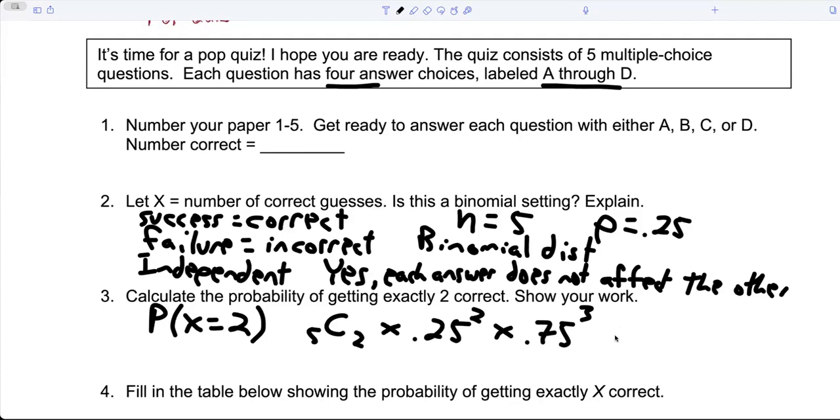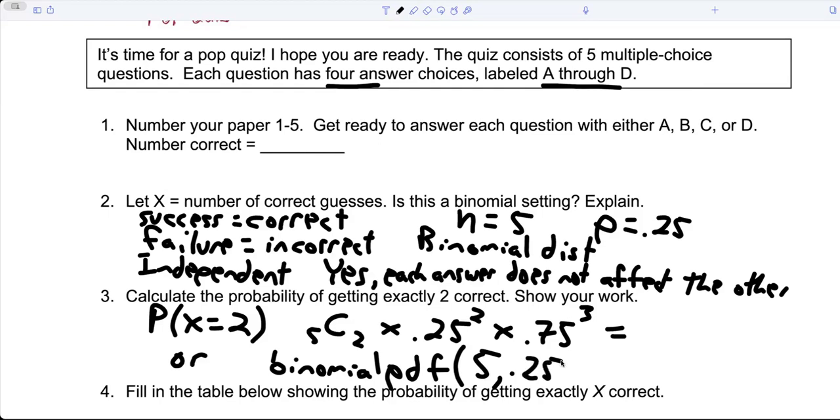Okay, so take your calculator and calculate that, or we could do binomial PDF with 5 trials, probability 0.25, and exactly 2. So calculate that probability for me, please.